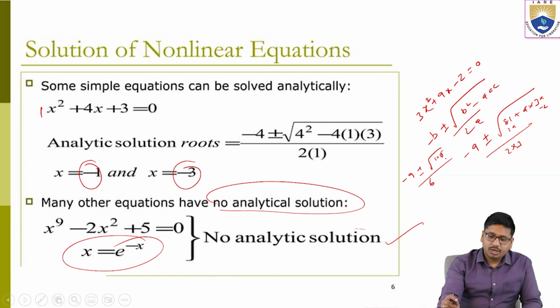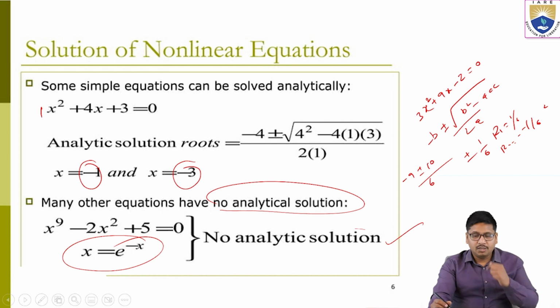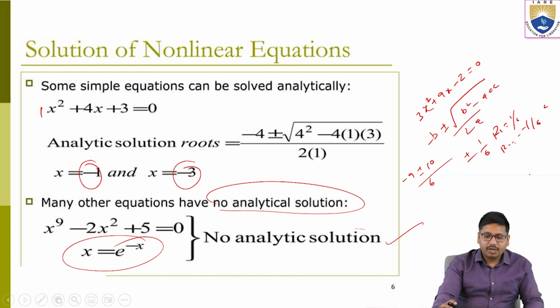Suppose I get something like 100, the square root of 100 is 10. So minus 9 plus or minus 10 by 6. So one root should be 1 by 6 and the other root should be minus 19 by 6. Like this we are going to obtain the roots for these nonlinear equations.